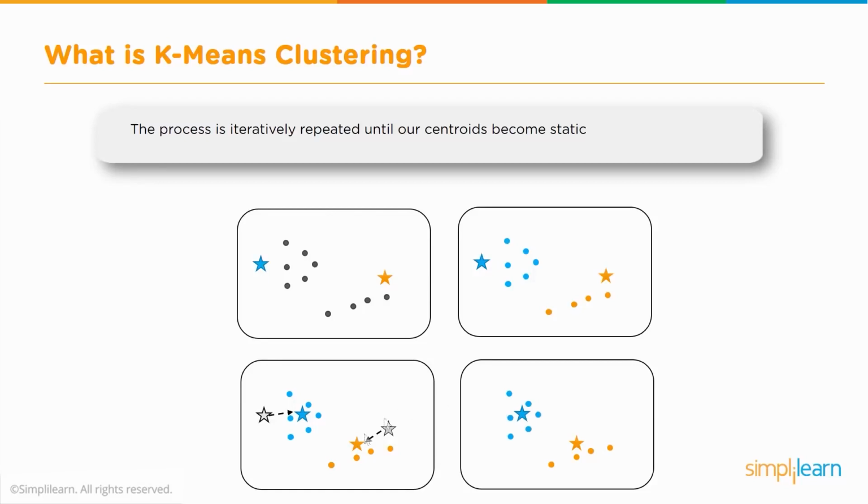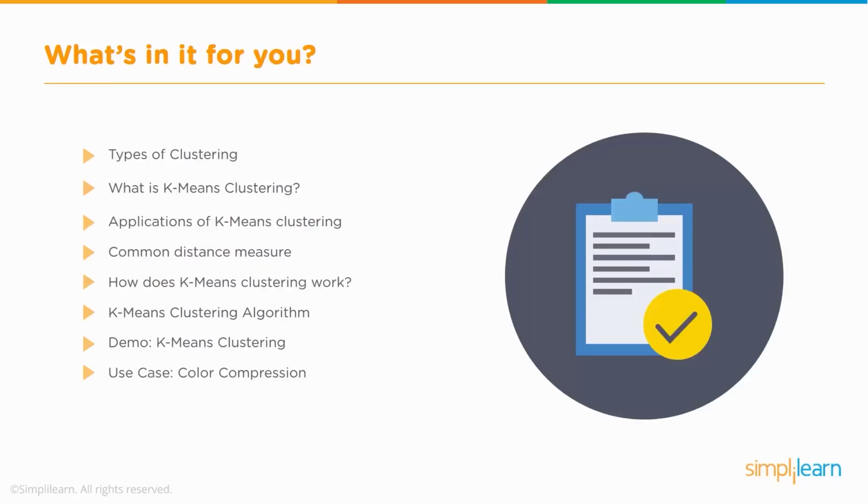So this process of calculating the distance and repositioning the centroid is repeated until the repositioning stops, which means that the algorithm has converged. We have the final cluster with the data points and the centroids. So this is what you're going to learn from this session.